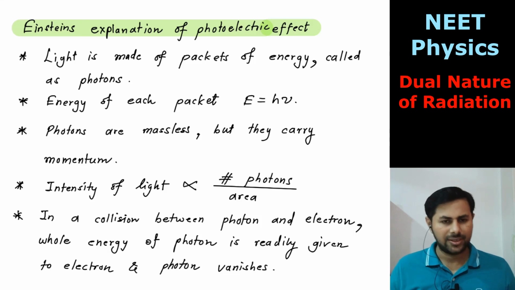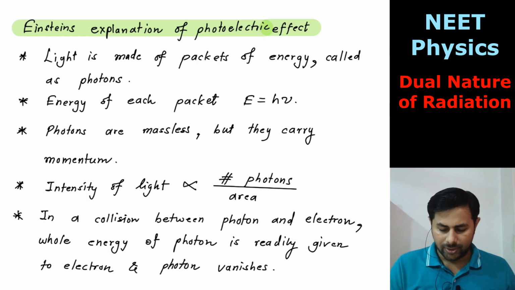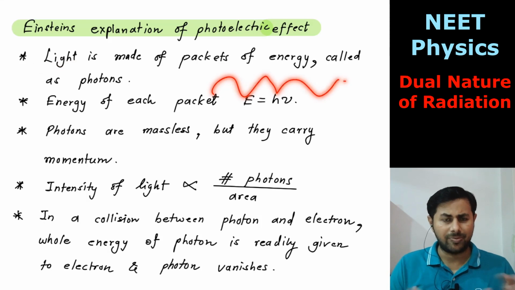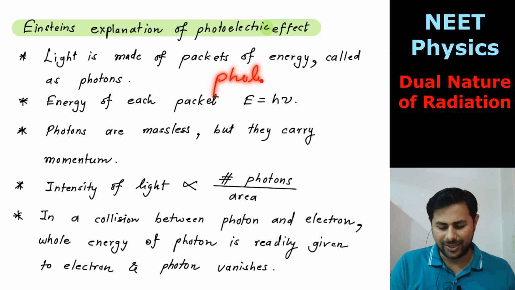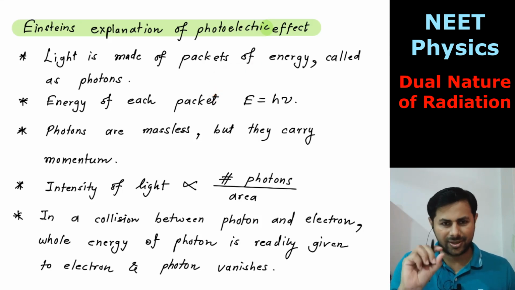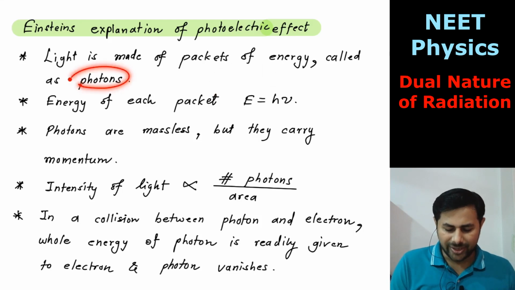So now let us understand Einstein's explanation of the photoelectric effect. Here Einstein gave a completely different theory of light. He says that light is made up of what? It's not made up of waves, it is made up of something like particles, packets of energy, and they are called photons. Photo means light, and the packets containing light are called photons.